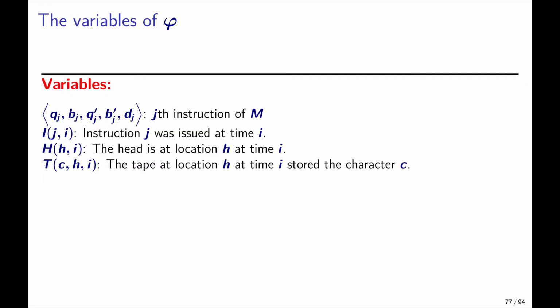So, to remind you, here is a quick recall of the variables and notation. We listed all the transitions. The jth instruction of M is going to be this transition, right? This is going to be all the information in the transition. Then we have the three groups of variables. I_j,i is: the jth instruction is being executed at time i. H_h,i is: the head of the tape is at location h at time i. And T_c,h,i is: the tape at location h at time i has the content c.